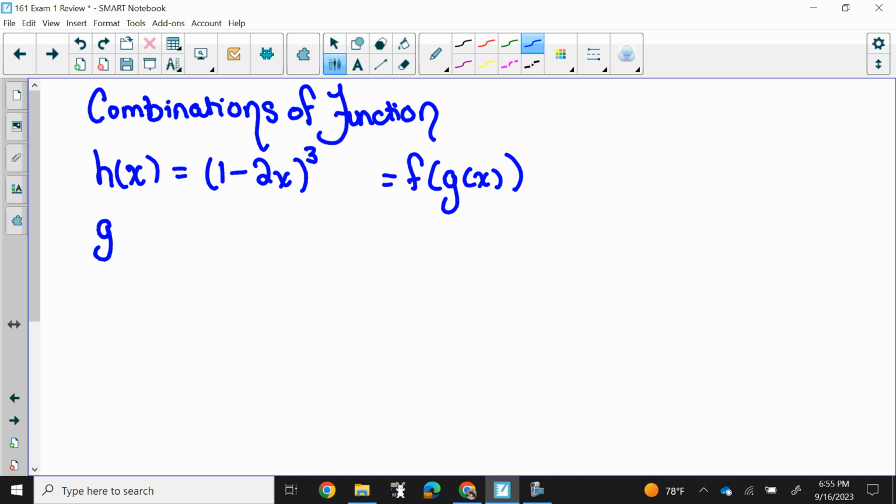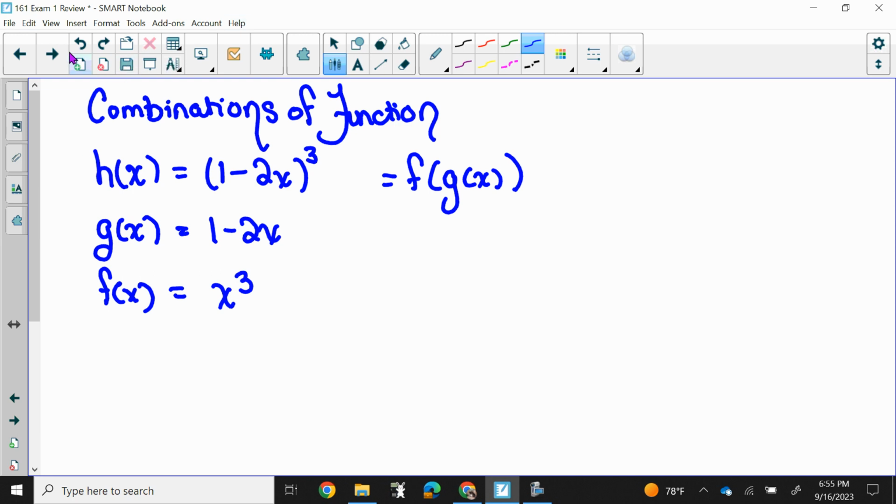Well, to get g of x, which is the most internal thing, I'm going to use the inside. So that's 1 minus 2x. And then f of x takes anything into account that's on the outside, so that's going to be x cubed, okay? Now this isn't exact, but it's very similar to the question that's on your test. So definitely, it doesn't get any more complicated than this. Hopefully you should be in pretty good shape with that.